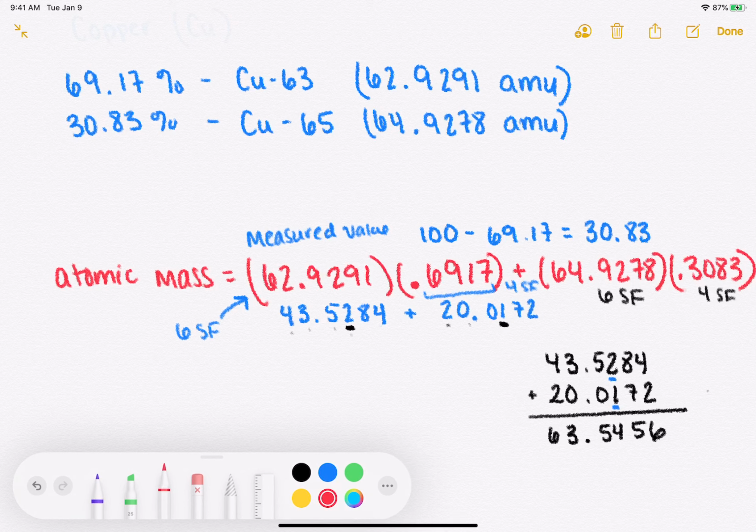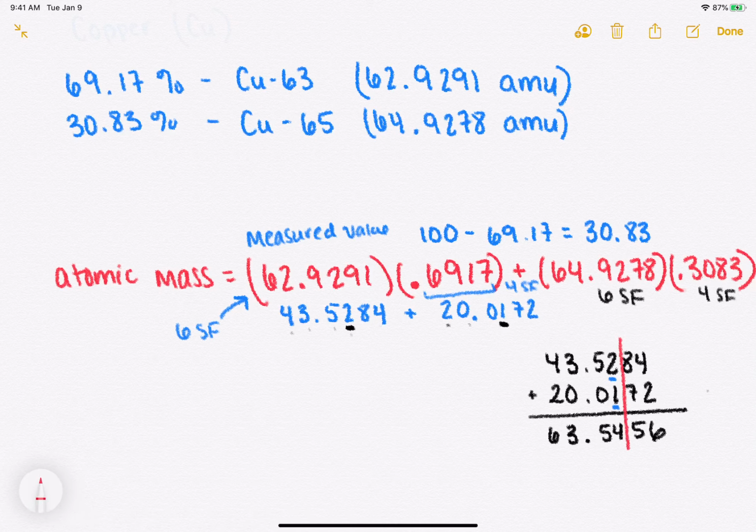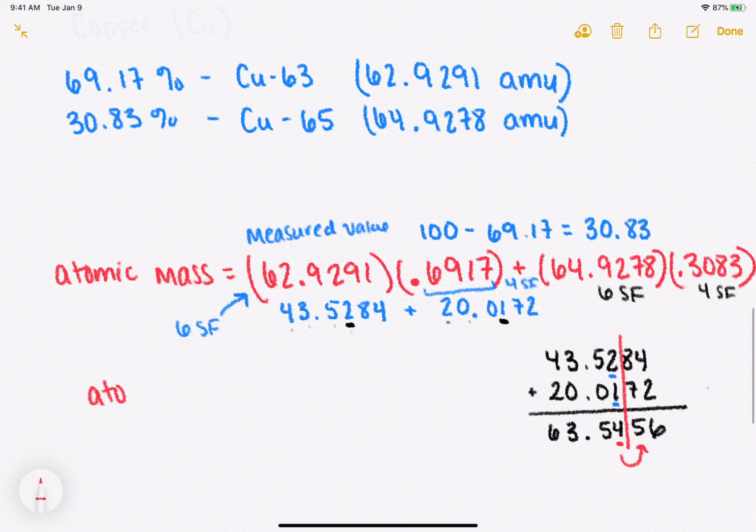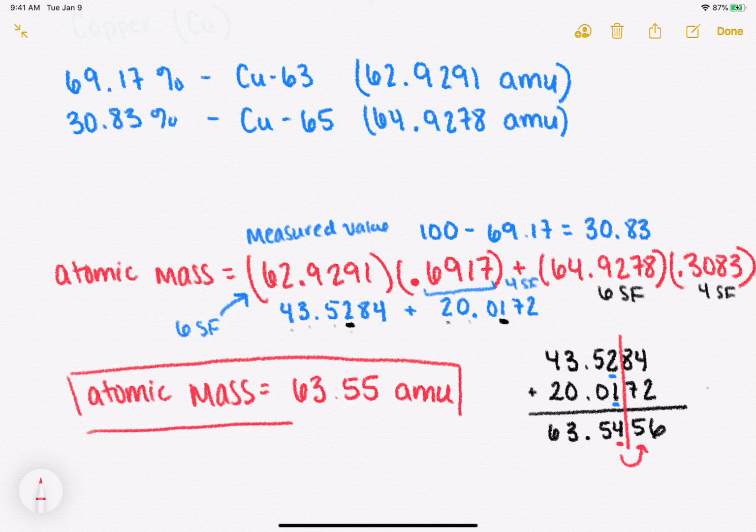And then we have to round to the correct sig figs. So since both of these have the last significant digit in the hundredths place, we're going to round to the hundredths place. Because the value to the right of that 4 is a 5, it gets rounded up. So our final answer to the atomic mass is going to be 63.55 AMU. So that's how you solve the atomic mass of an element.